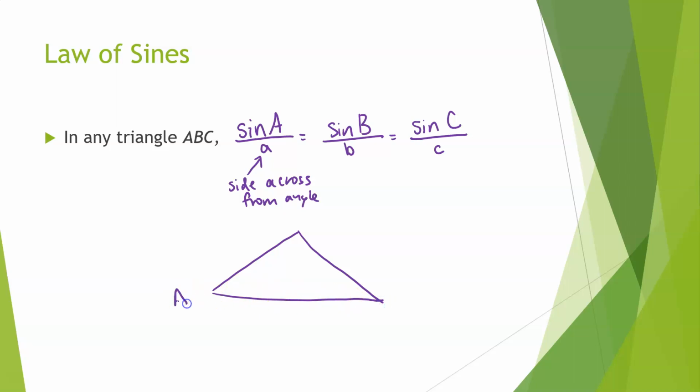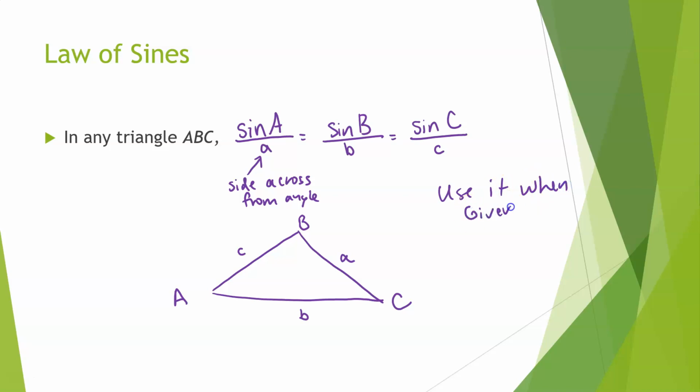And again, it is important to know that if this is angle A, side length A is across from it. If this is angle B, side length B is across from it. And if this is angle C, side length C is across from it. The last thing we need to know about law of sines before we put it to use is when do we use it? Use it when given.